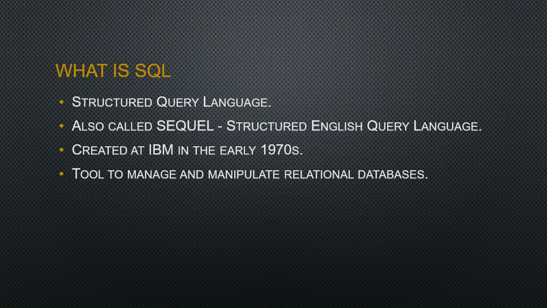Now, it was actually created at IBM in the early 1970s, and the main motive behind it was to be able to manage and manipulate relational databases. Now, databases could be of different types, but we are just going to talk about relational databases here. And if we just want to understand what a database is, basically when we are interacting with any website or any app, any data that we enter online or in a software, anything you use, they do have a database behind it where that data is stored.